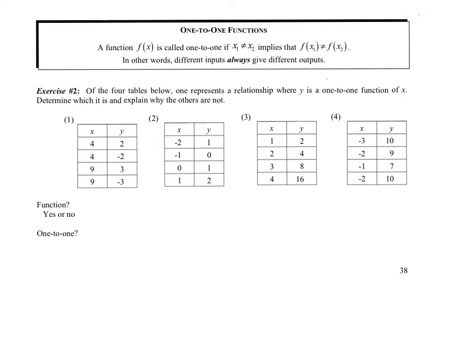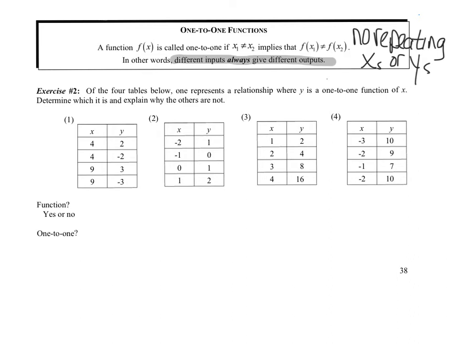So this is the formal definition of a one-to-one function. It's basically just saying, one x cannot equal another x, and one y cannot equal another y. In other words, the simpler definition is different inputs always give different outputs, okay? Or I like to simplify even a step further and say no repeating x's or y's.